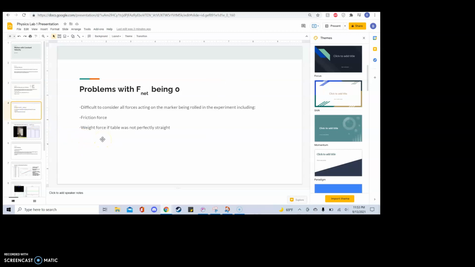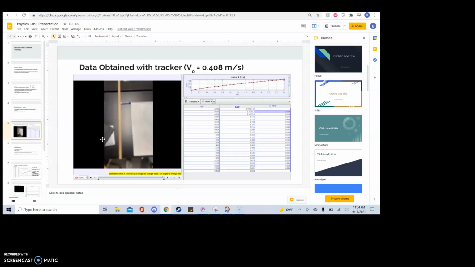Though there are problems with F net being zero, as it is difficult to consider all forces acting on the marker being rolled in the experiment, including friction force, just as it rolls along the table, and weight force if the table is not perfectly straight. Different forces like this are difficult to tally up and account for altogether, or even break down into counteracting each other for F net being zero. This could lead to problems later on in the experiment.